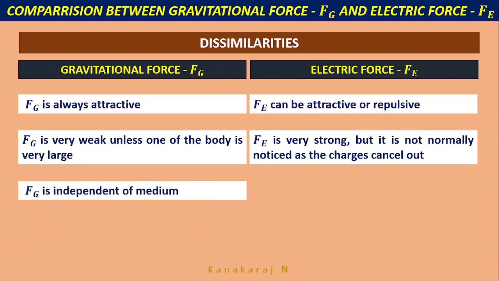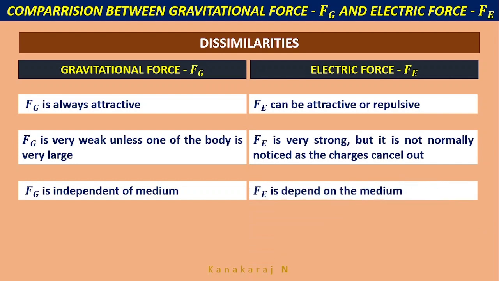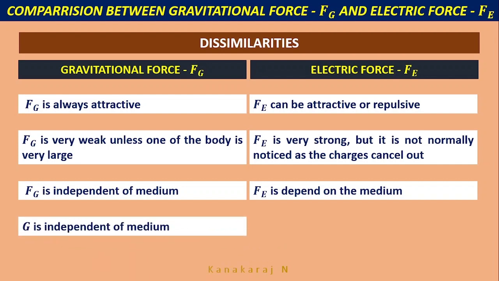The gravitational force is independent of the medium. The medium does not affect the force of attraction between two objects, whereas it is not so in the case of electrical force. The medium plays a major role in deciding the electrical force between the two charges. The G, the gravitational constant, is independent of the medium. That is why it is called the universal gravitational constant.